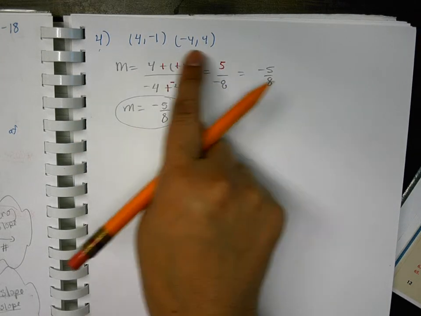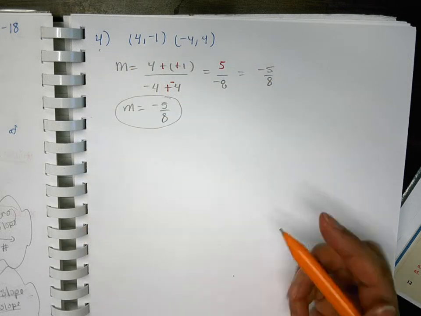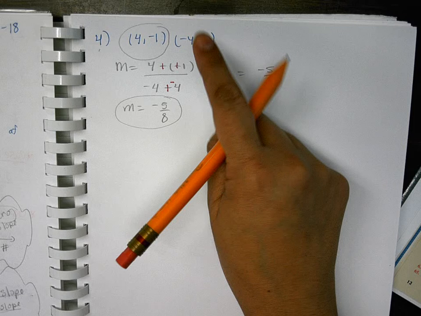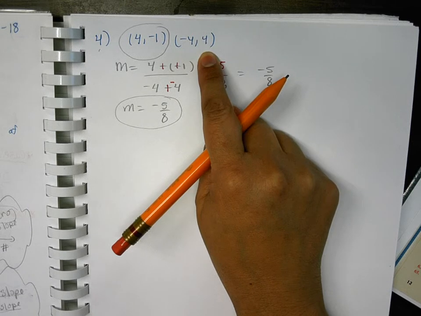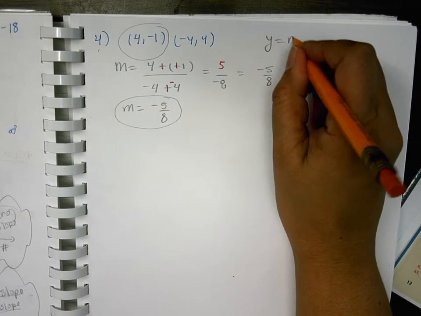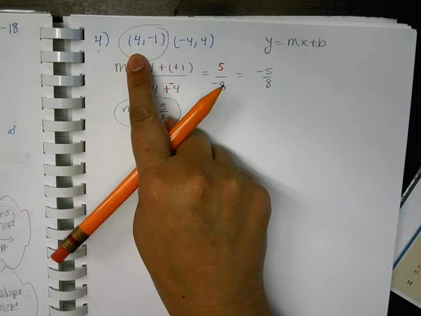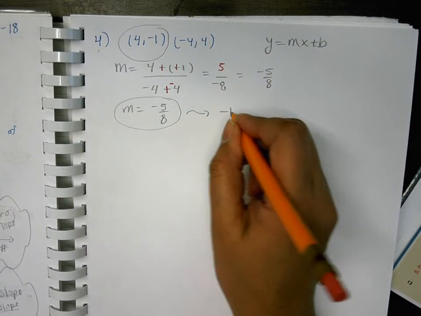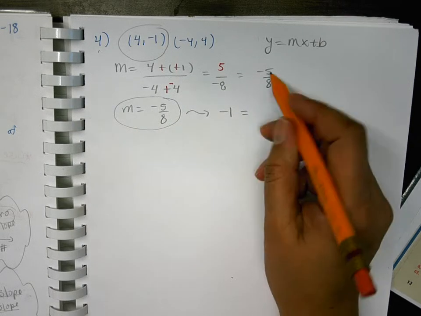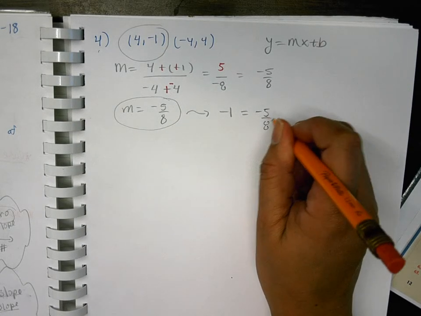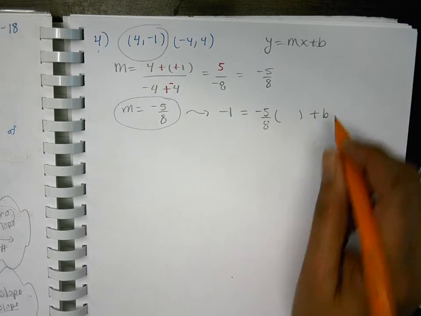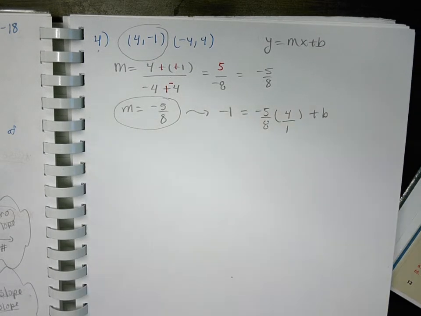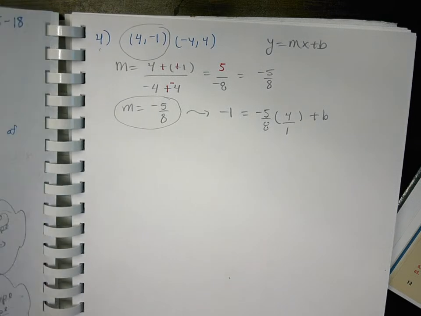Do you want to use the first one or the second one? First one. And again, some of you can try the second and see if we end up in the same spot. If I'm using y equals mx plus b and I'm using the first point, what will I plug in for y? -1. M, we found m already to be -5/8. X plus b, we don't know. What do I plug in for x? 4. All right, do you have a little extra work there to work with?